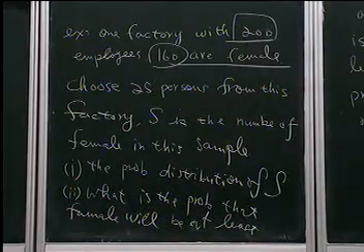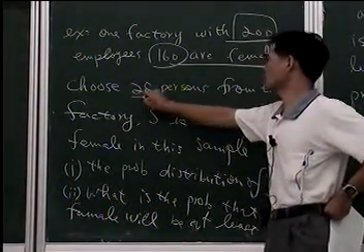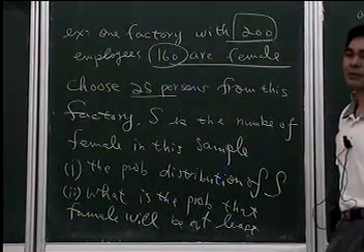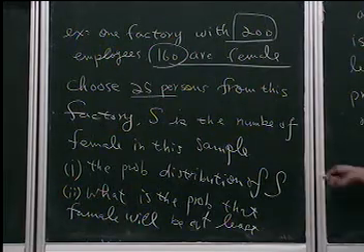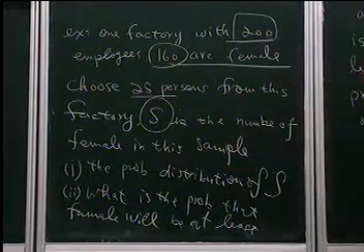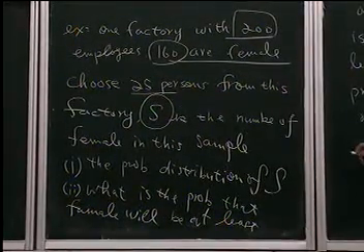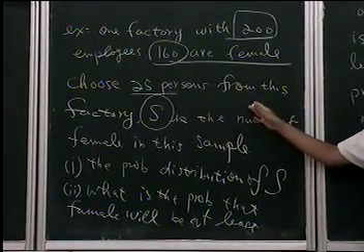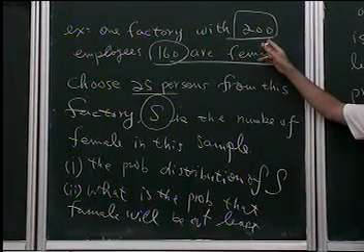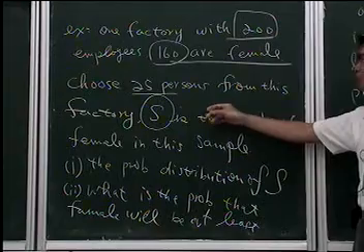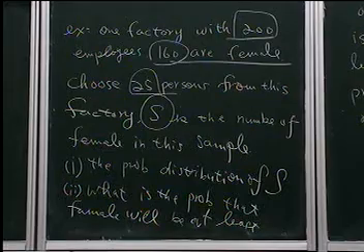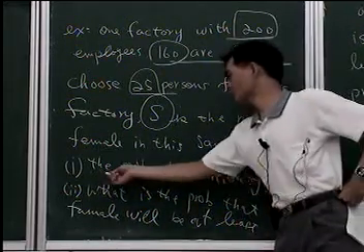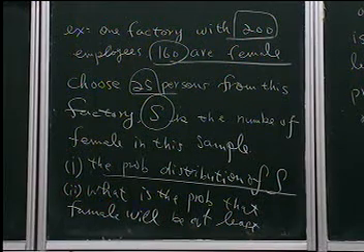And now we are going to choose 25 persons from this factory. So the sample size is 25, okay? And so in this case, S means the number of female in this sample. So let us say we choose 25 from all these employees, and S is the number of female, okay? So in this case, what is the probability distribution of S?